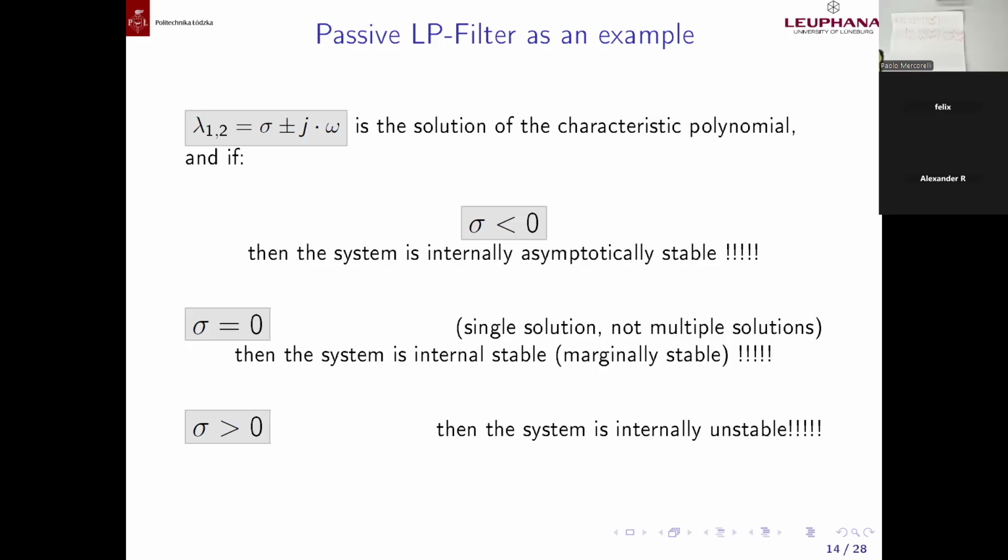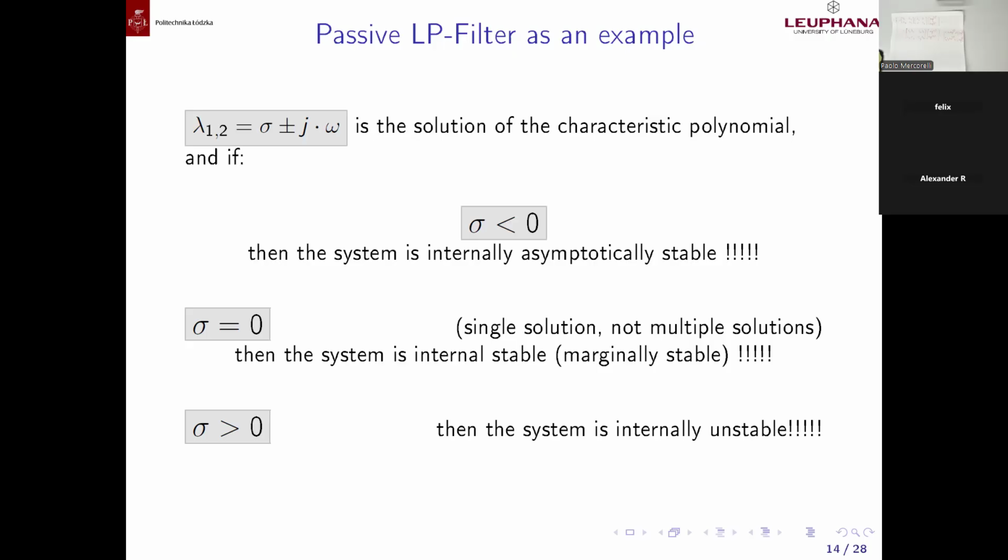If sigma is negative, the system is internally asymptotically stable. About that, I told you, because the solution is going to 0 for t going to infinity, with oscillations if omega is not 0. If omega is 0, we go to 0 without oscillation. For sigma equal 0, single solution, not multiple solution. We clarify what I intend. It's exactly what I told you until now. Lambda 1 not equal lambda 2.